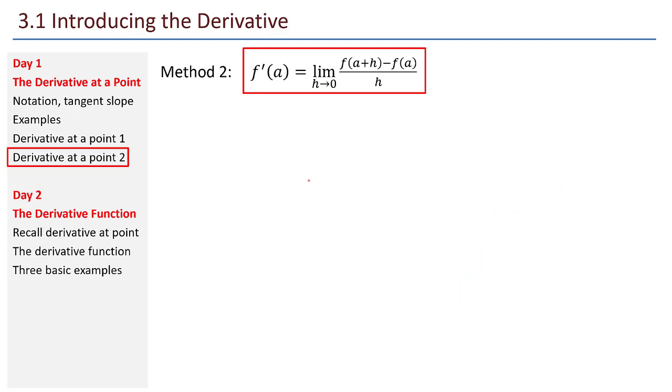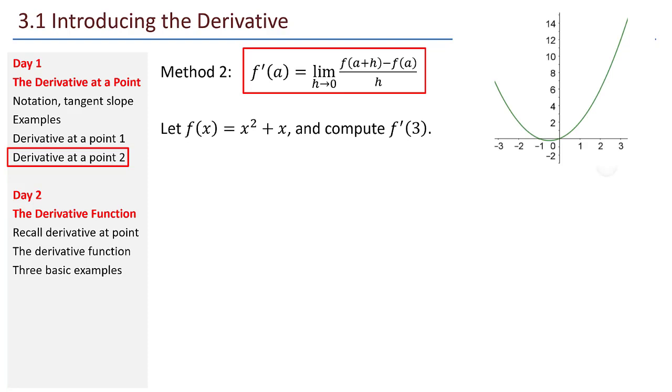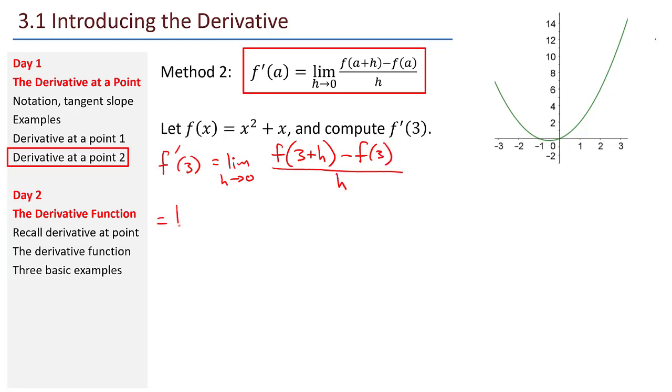Again, let's apply this method to that same problem we had before. This is exactly the same function, the parabola that goes through the origin. I'll pick my point 3 and ask how I can figure out the slope of the tangent line. We'll use method number 2. So f prime at 3 is the limit as h goes to 0 of f of 3 plus h minus f of 3, all over h. Alright, let's substitute what that really is.